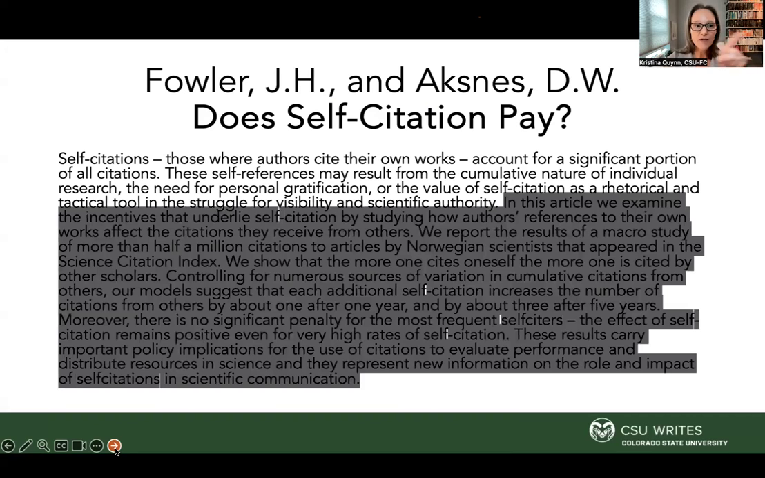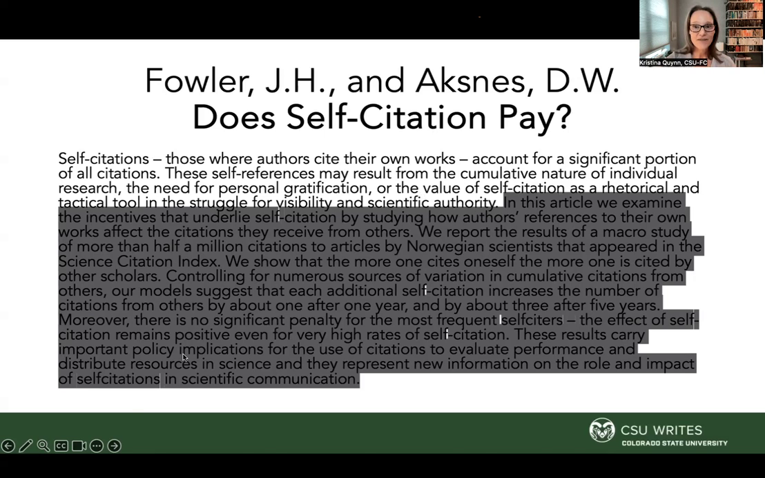So if we start with the first one, I'm just going to read that. Self-citations, those where authors cite their own works, account for a significant portion of all citations. These self-references may result from the cumulative nature of individual research, the need for personal gratification, or the value of self-citation as a rhetorical and tactical tool in the struggle for visibility and scientific authority. So there are reasons why people self-cite their own work, right?